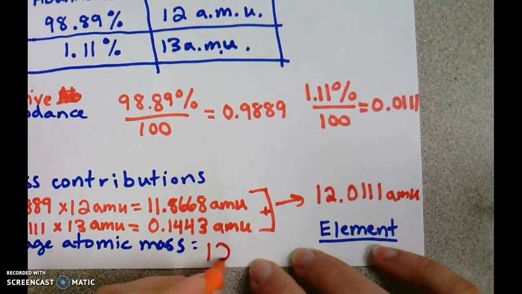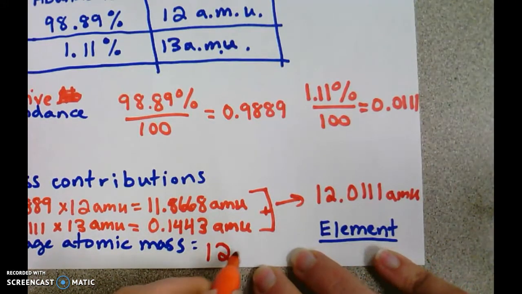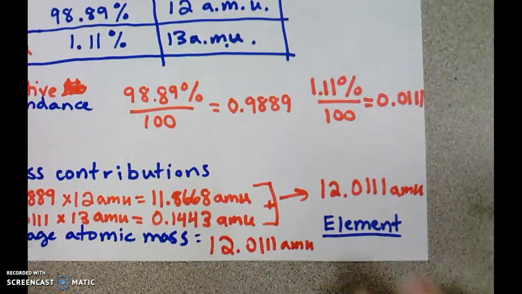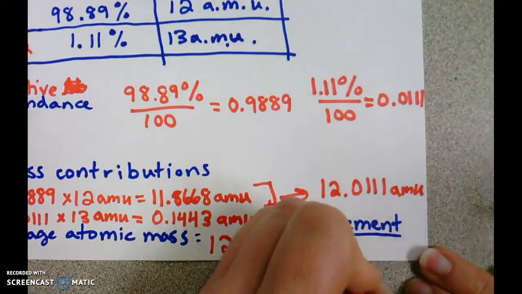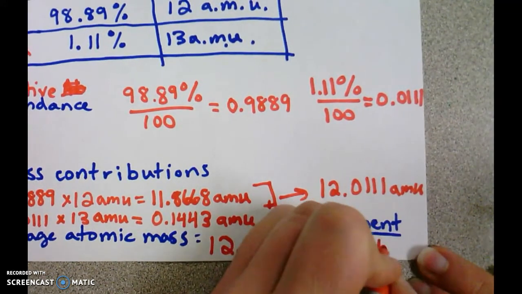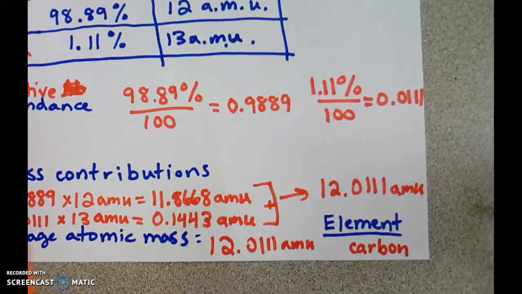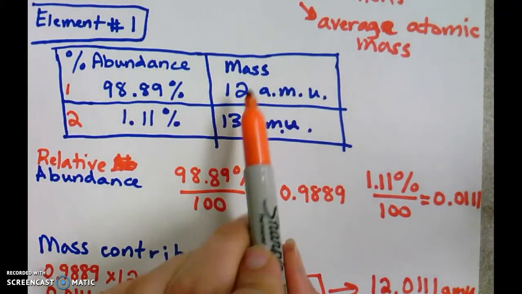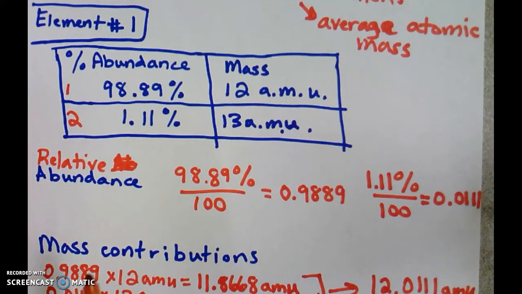So that's my average atomic mass, 12.0111 AMU. And if you look at the periodic table, the closest element to this mass would be the element carbon. And hopefully you guys knew that, because in the last video I talked specifically about these two isotopes being the only naturally occurring isotopes of carbon. Okay, moving on to our second example.